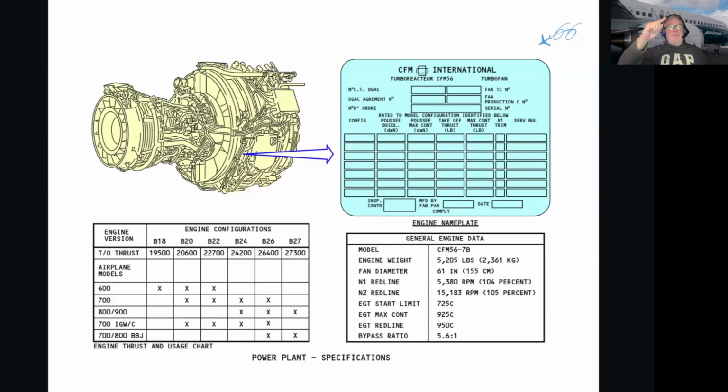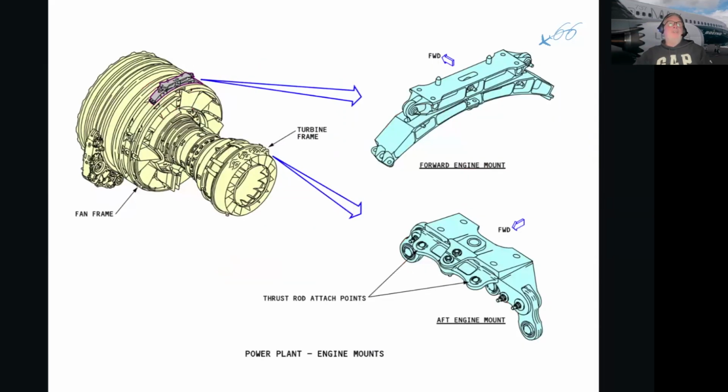So the engines are mounted on two mounts, so to speak. It's a bit of an unfortunate word calling it an engine mount, because the engine mount is mounted on the engine, but the engine is hanging from the mount. So if you want to think about it like that, there are two mounts on this engine: a forward mount, which is on the fan frame, and an aft mount, which is on the turbine frame.